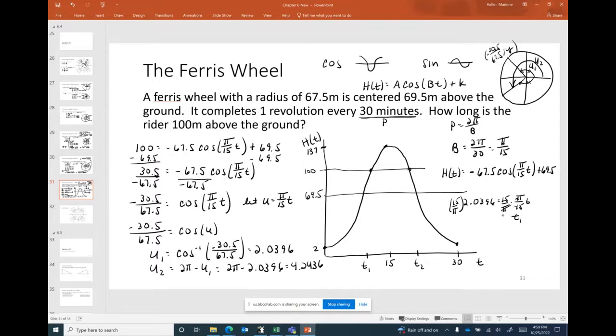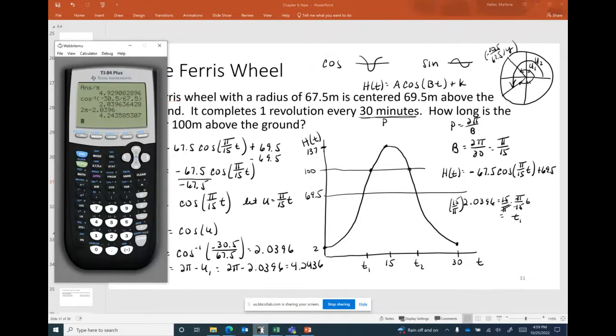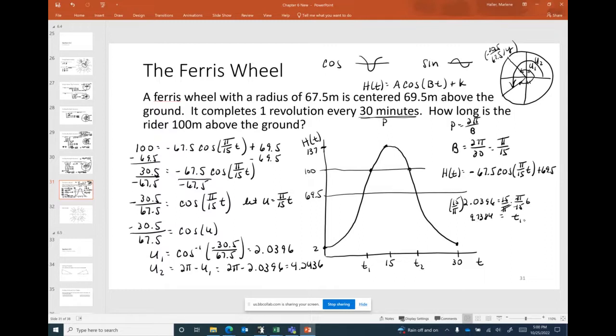So they'll all divide out. Our first t is 15 times 2.0396 divided by pi, which is 9.7384. All right, that's the first time, 9.7384 seconds. Very accurate, aren't we? Now let's find the second one. Our second time is 4.2436 times 15 over pi.